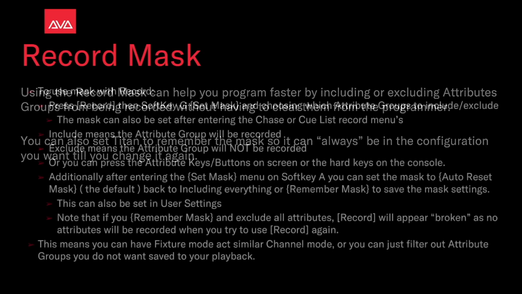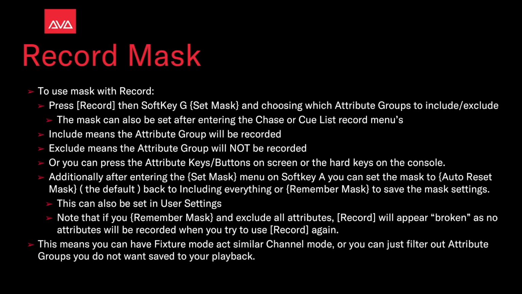To use a mask with record, press record and soft key G, set mask, choosing which attribute groups to include or exclude. The mask can also be set after entering a chase or keyless record menu. Include means the attribute group will be recorded. Excluded means the attribute group will not be recorded. Or you can press the attribute keys or buttons on the screen or the hard keys on the console.